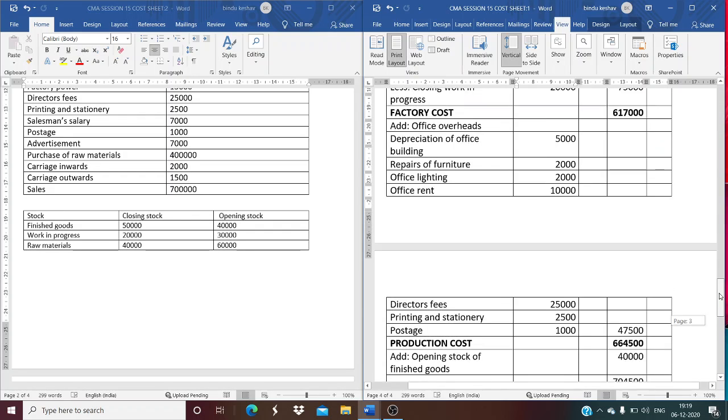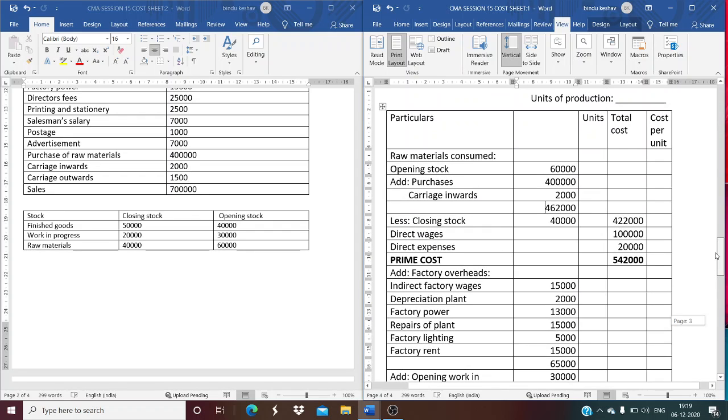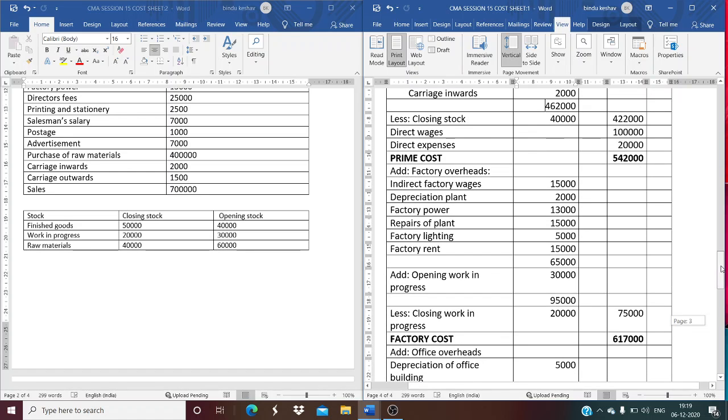Dear students, so this is a simple problem of cost sheet wherein the number of units produced are not given, but we have adjustments relating to the opening and closing stock of materials, work in progress and finished goods.